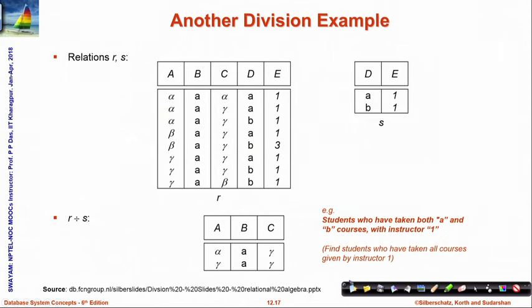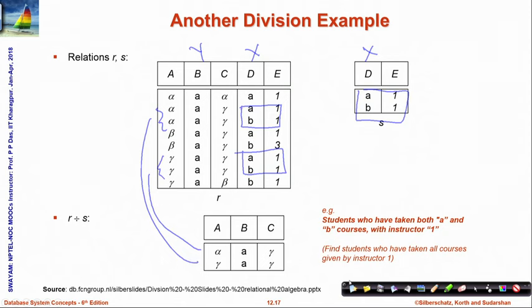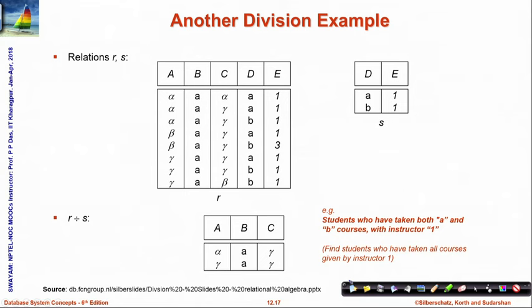So, if you conceptually look at it, that is the reason this is called a division. This is like the way we divide: this is the whole, and if the tuples are identical on the y set of attributes, we collect them into the final result. So, this is the division operation, by which the students who have taken both A and B courses with instructor 1 can be found out.